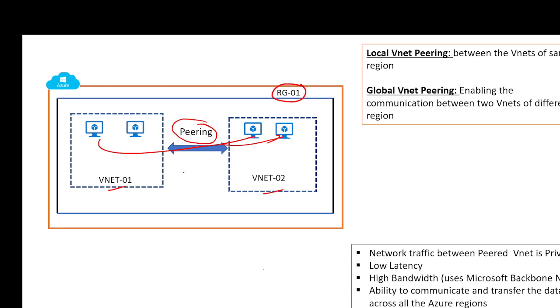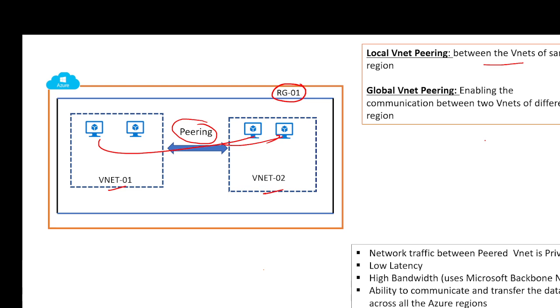Since I have enabled the peering within the same region, I call it local Vnet peering. If this is in a different region, say Vnet 01 is in USA and Vnet 02 is in Australia, then I would have enabled global Vnet peering, because enabling the communication between two Vnets of different regions is called global Vnet peering. I'll show you tomorrow about this.